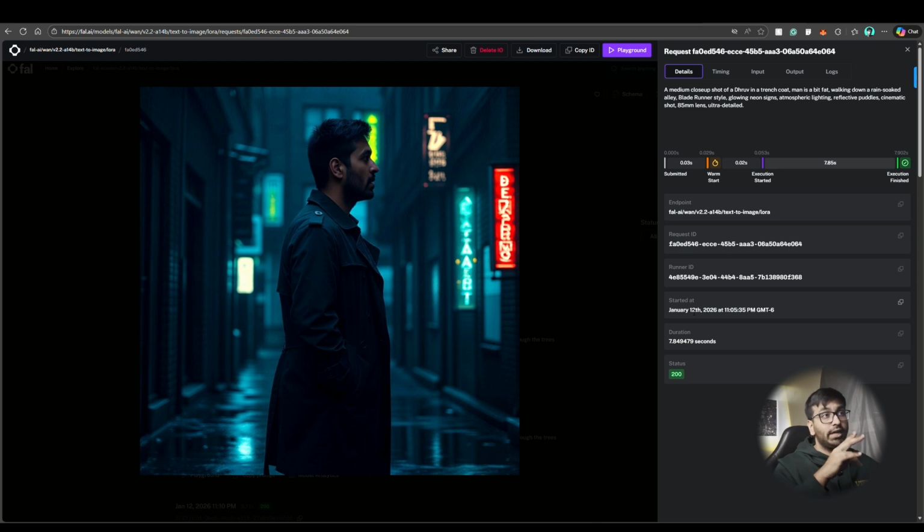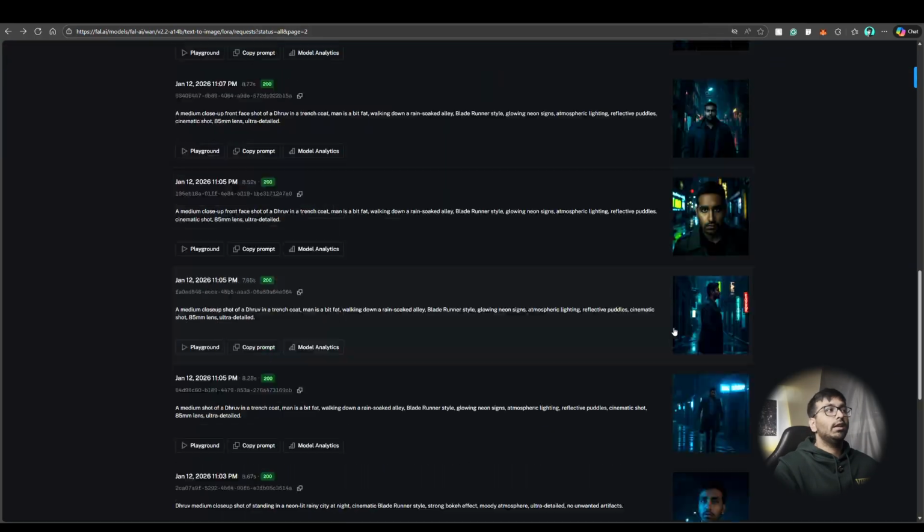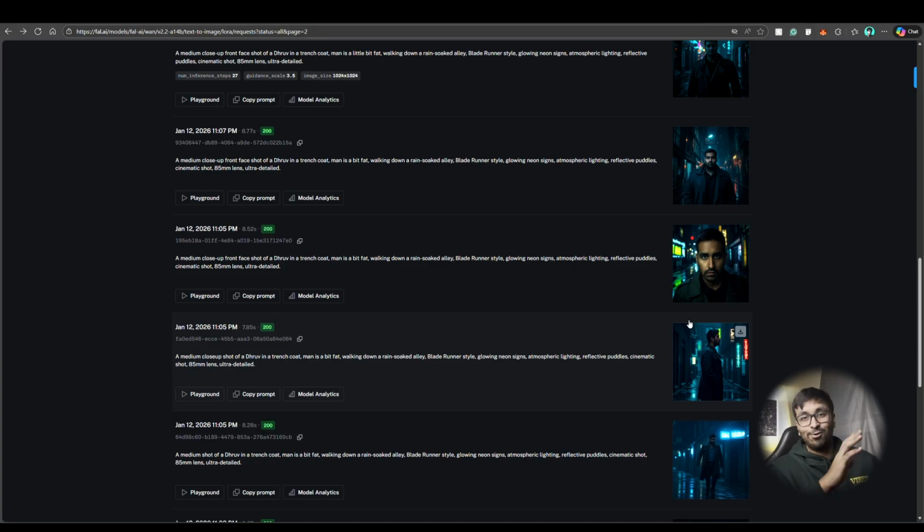So again, this is a medium shot of me in a trench coat, and I put the man is a bit fat and he's walking down a rain-soaked valley, Blade Runner style, neon green lights. One of the best things about neon green and cyberpunk kind of footage is that people have done so much training on that data that Flux model, SDXL, they all know how to make neon cyberpunk kind of images.